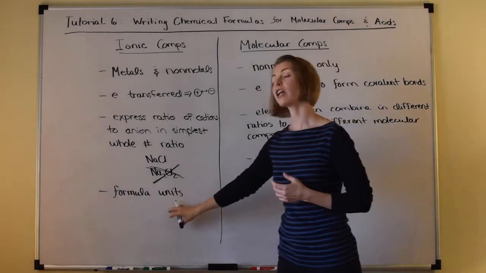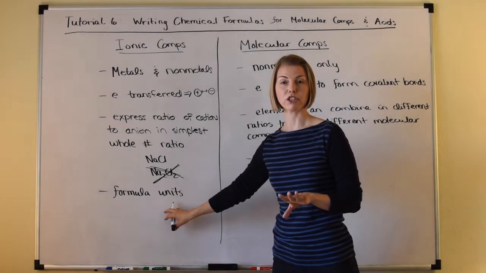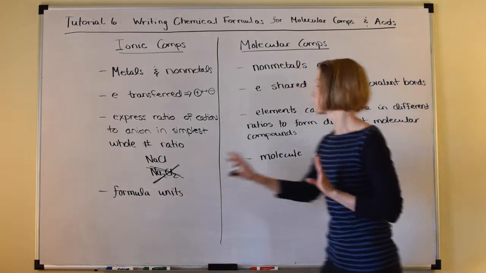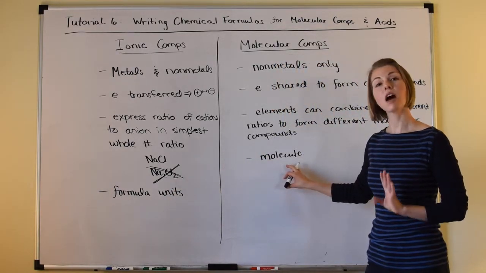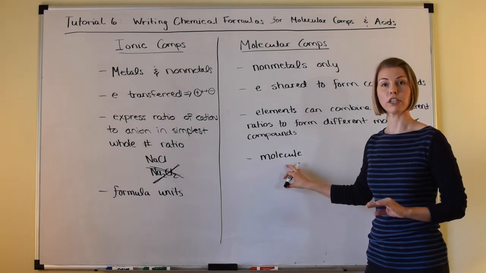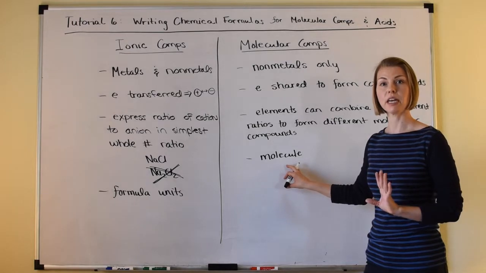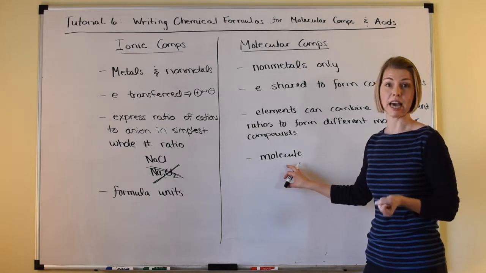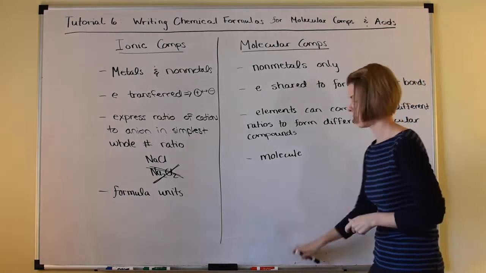So whereas your ionic compounds are made up of formula units, which are the simplest whole number ratio of cations to anions, your molecular compounds are composed of molecules, and they're not necessarily in the simplest whole number ratio, because molecules show the number of atoms of each element that are covalently bound together.